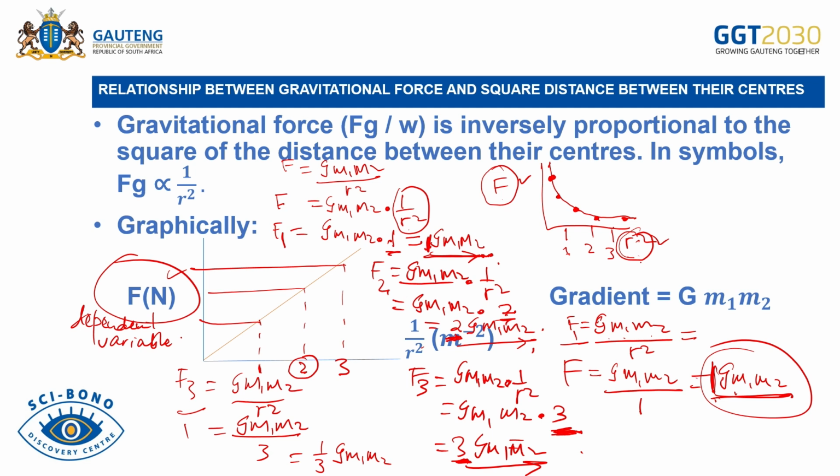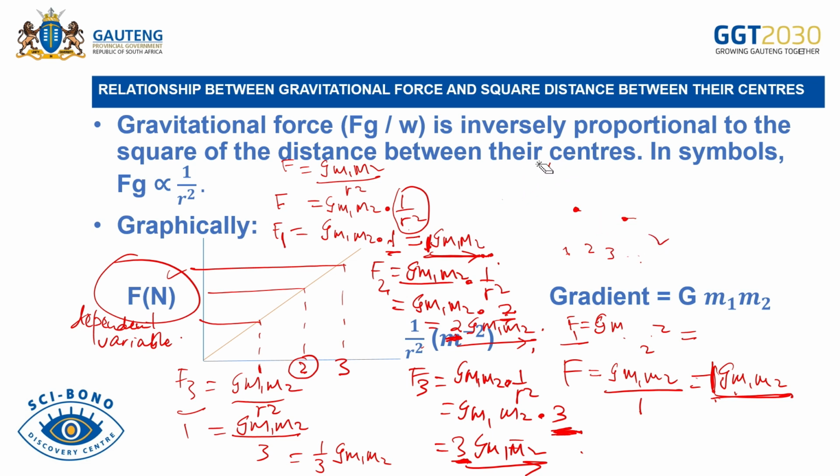So how are we going to get that? The physical quantity represented by the gradient of this graph.